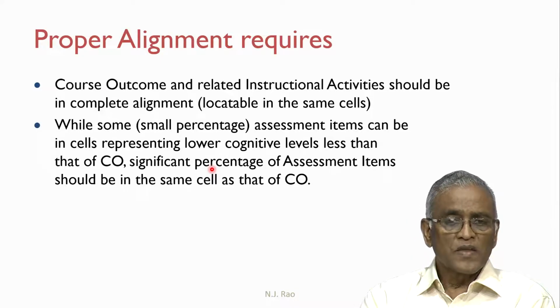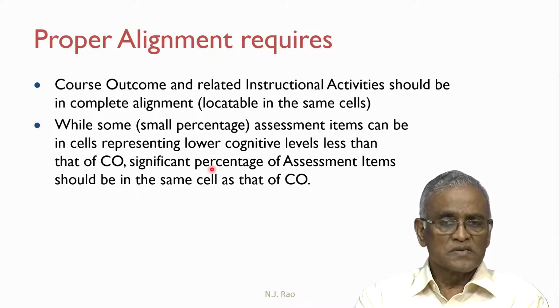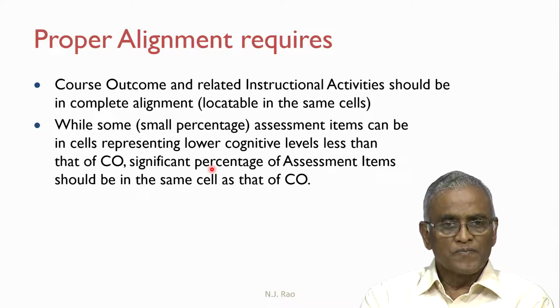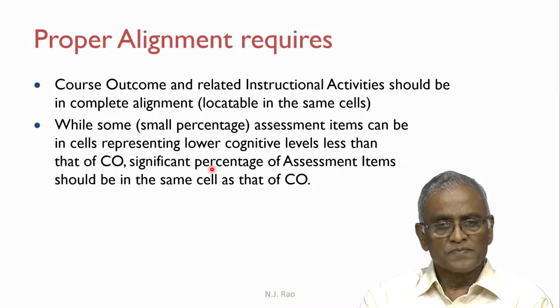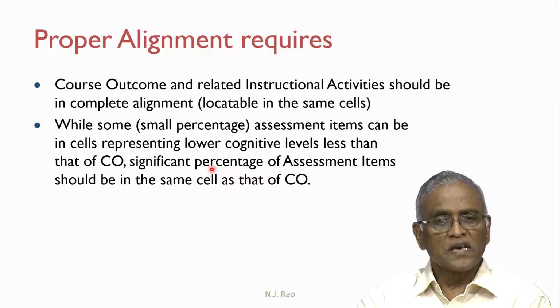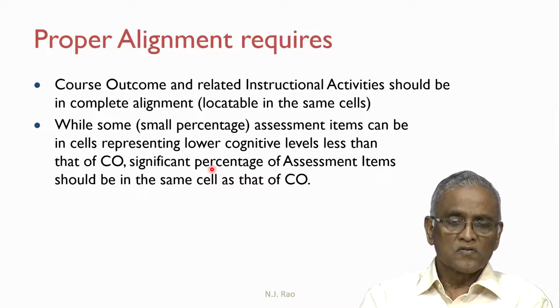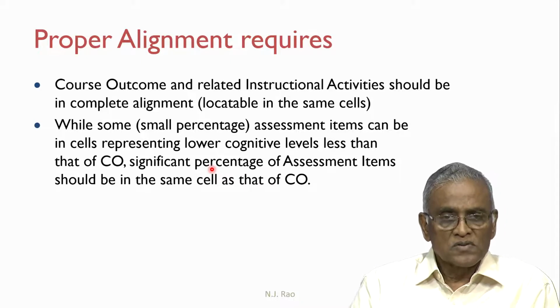Coming to assessment, while some small percentage of assessment items can be in cells representing lower cognitive levels than that of a given CO, a significant percentage of assessment items should be in the same cell as that of the CO. This is a very major consideration that one has to look at. We will look at that more when we write COs and CO attainments, and also it will come in our next module on course design.